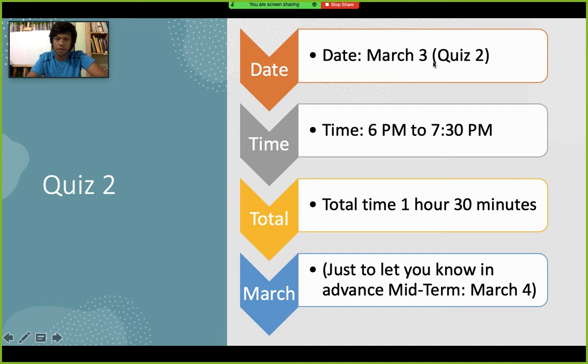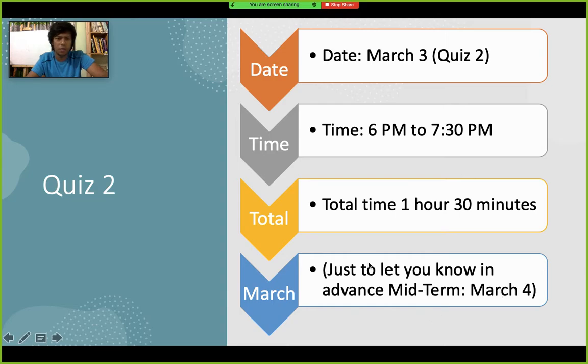So date is March 3. This is for quiz 2. Time is as usual from 6 p.m. to 7:30, and total time is 1 hour 30 minutes, as you can see it here. And our midterm is also after the quiz date, so March 3, then March 4 is our midterm.